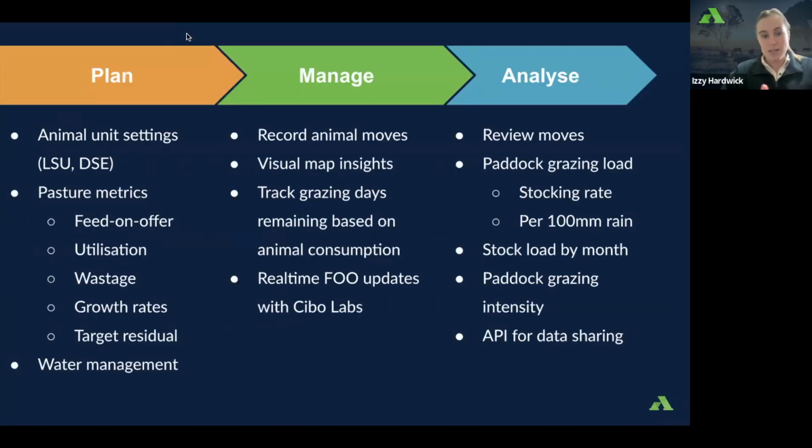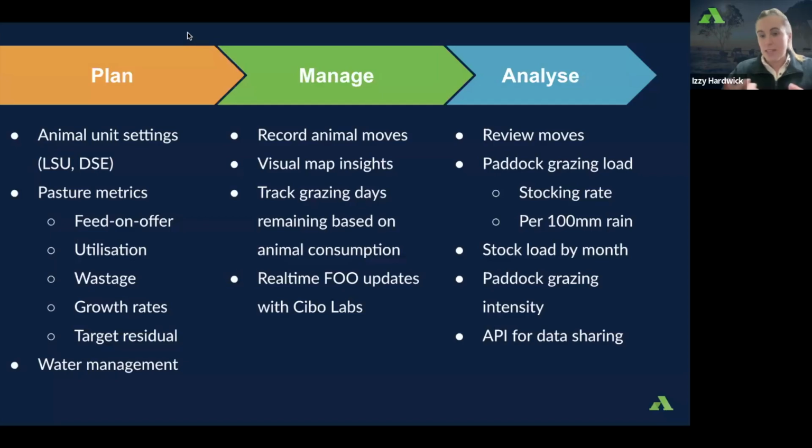So there's the three fundamentals: plan, manage, and analyze. In terms of the grazing, you can use the planning functionalities like setting your animal units on production calendars, adjusting those based on live weights on farm. We can utilize Cibo Labs for your feed on offer readings, as well as a range of different tools to help with that. Managing, recording your animal moves, the visual maps, tracking your grazing days, and also understanding your stocking rate on farm.